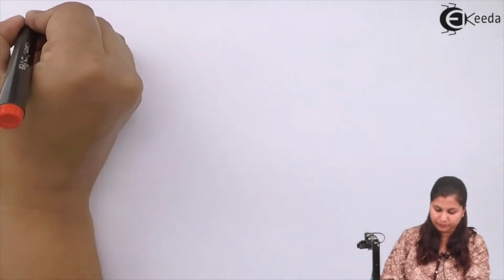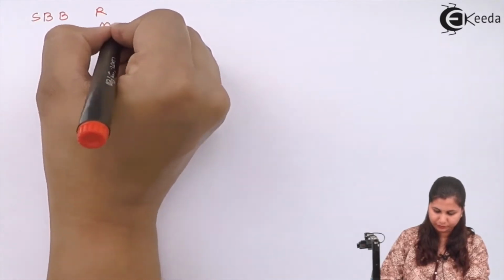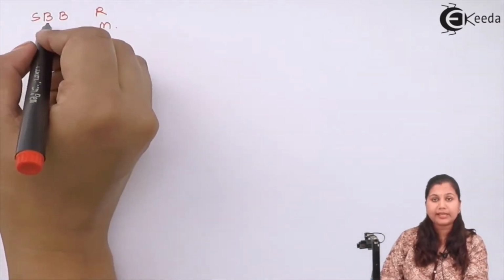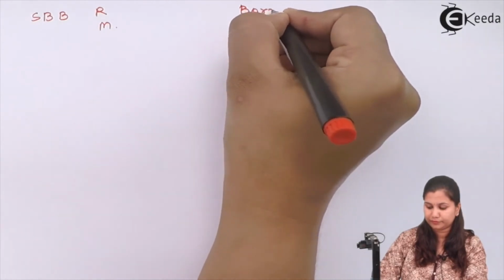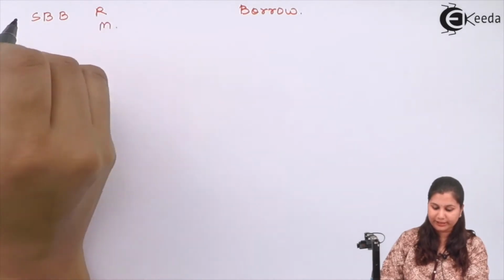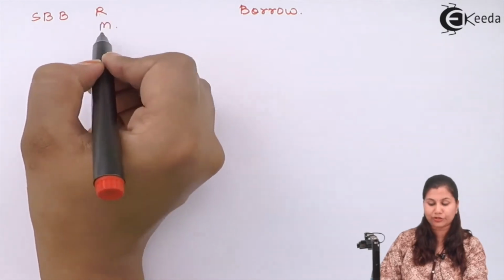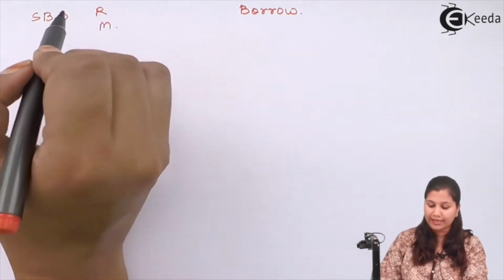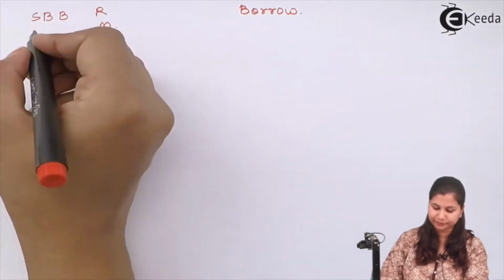Next instruction we have is SBB. Now in case of addition we were having carry. In case of subtraction we will have borrow. So what is this instruction doing? It is subtracting the source. Source is our operand. It can be either a register or it can be a memory location. It is subtracting the source and the borrow from the accumulator.